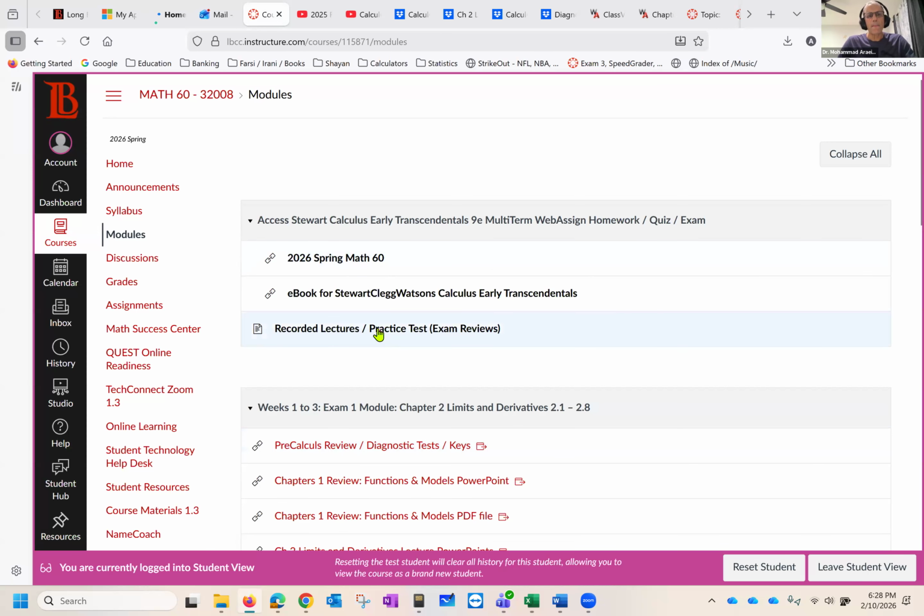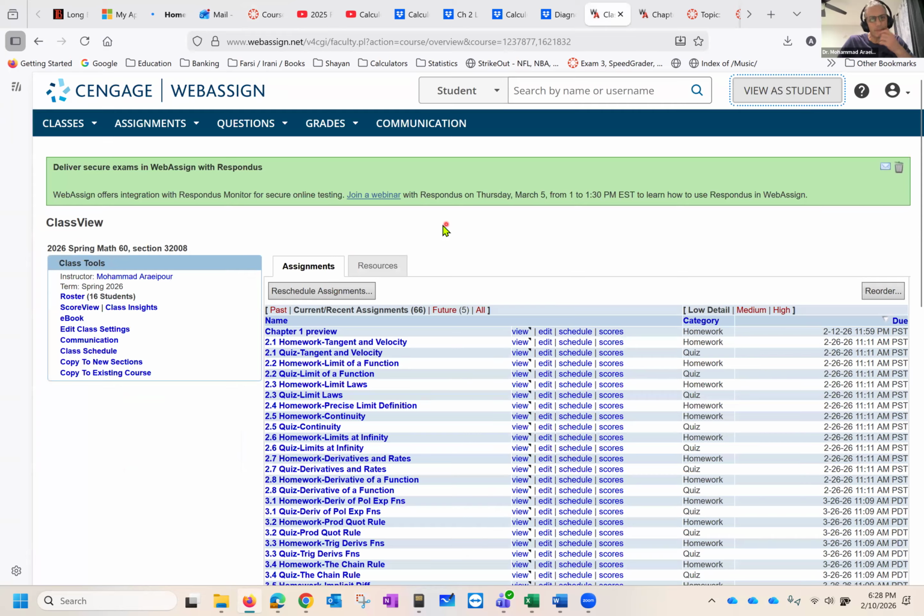What about the work that we do and where do we do it? As I mentioned, you click on this one and it will take you to your digital platform here. And over here, if you don't see everything, if you click on all, it will show you all your assignments. One of the assignments that is due just about immediately, and we're going to start tonight, is chapter 1 preview.